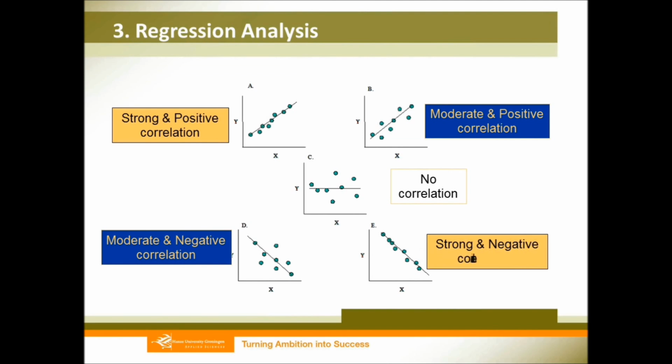Figure D, there is a moderate and negative correlation between x and y. Figure E, there is a strong and negative correlation between independent and dependent variables.